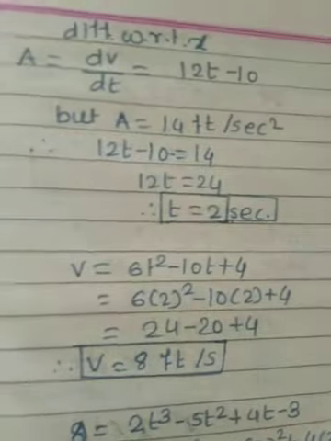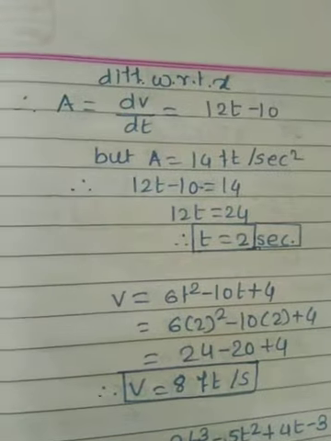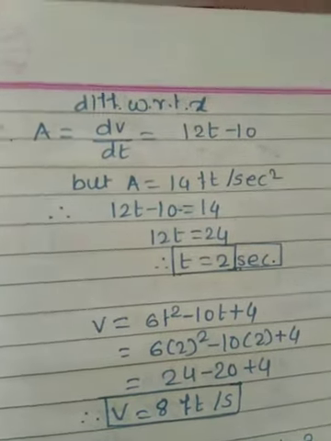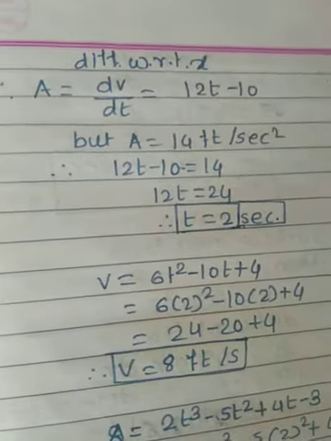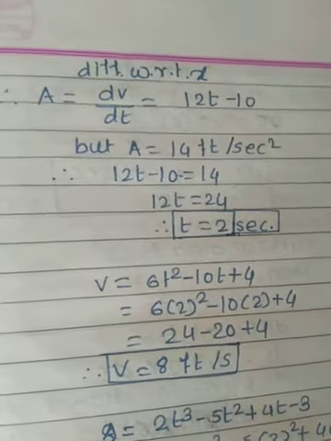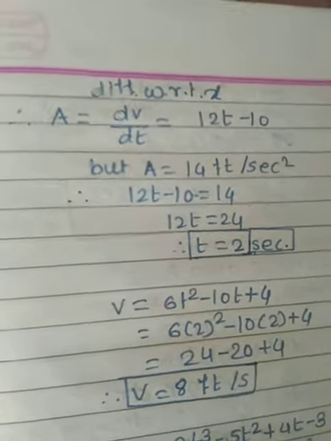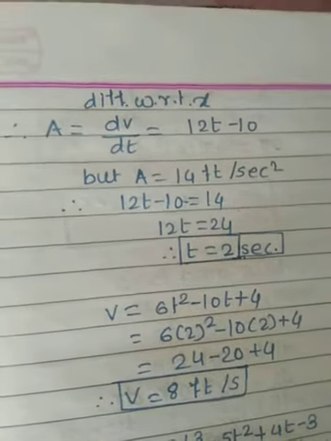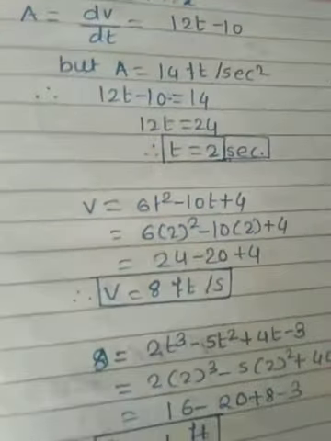Now differentiate again with respect to time. Therefore a is equal to dv upon dt is equal to 12t minus 10. But a is given as 14 feet per second square. So 12 into t minus 10 is equal to the given acceleration 14. So 12t is equal to 24, so t is equal to 2 seconds.